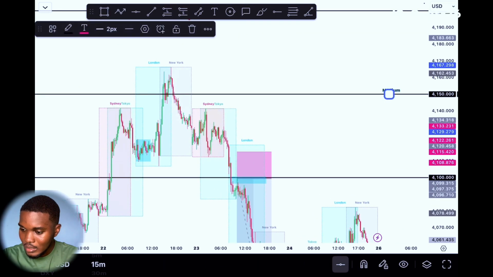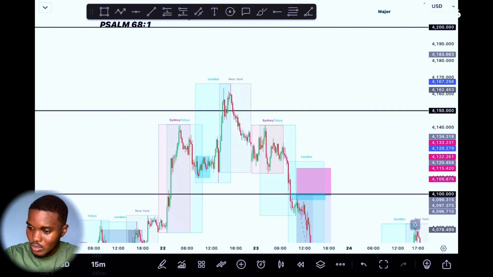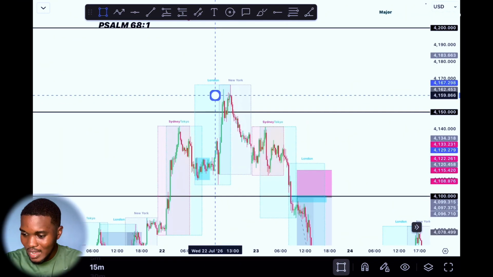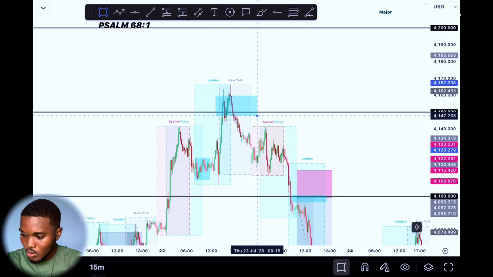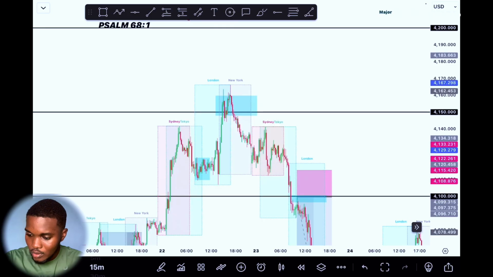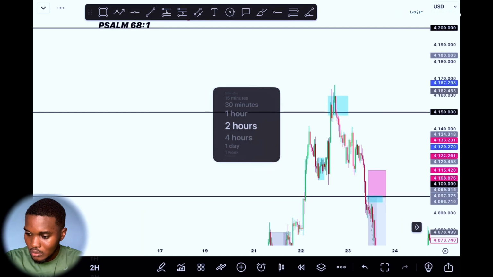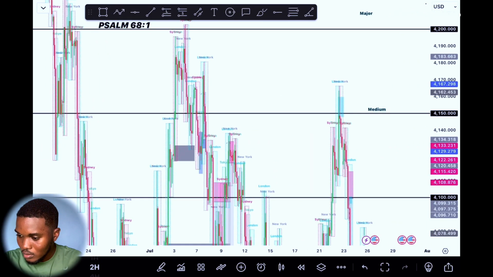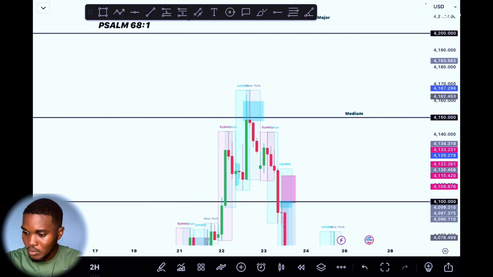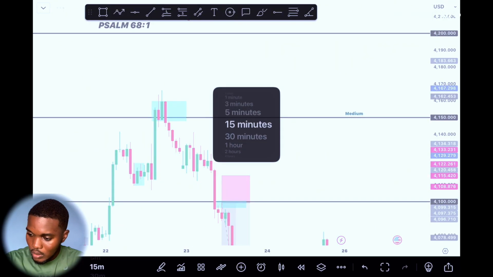And then yeah, this zone up here too, you can see how price played around this zone, right? If I go to the higher time frame, we are going to see a rejection at this zone. Very good. You can see how price rejected at this zone, right? Good.